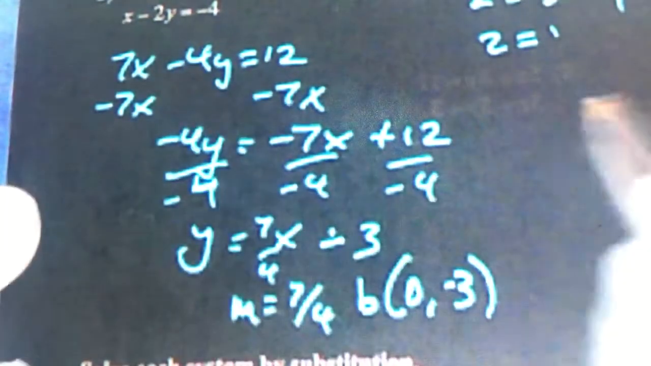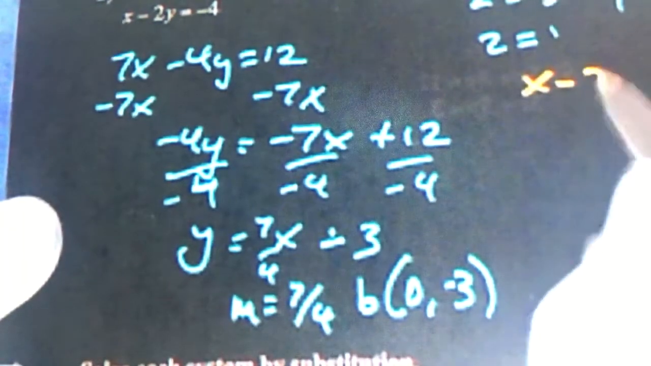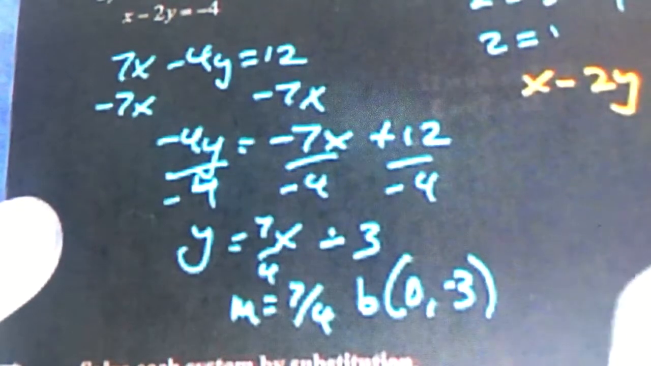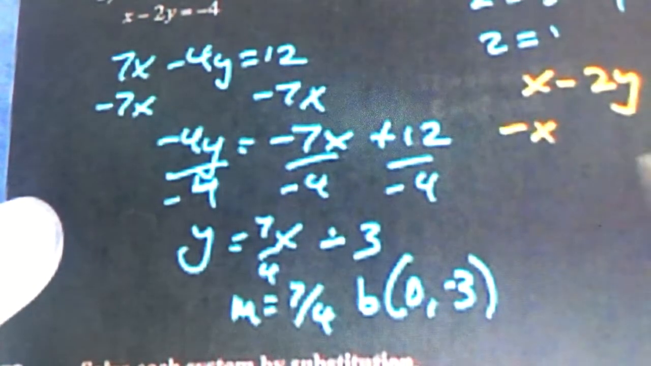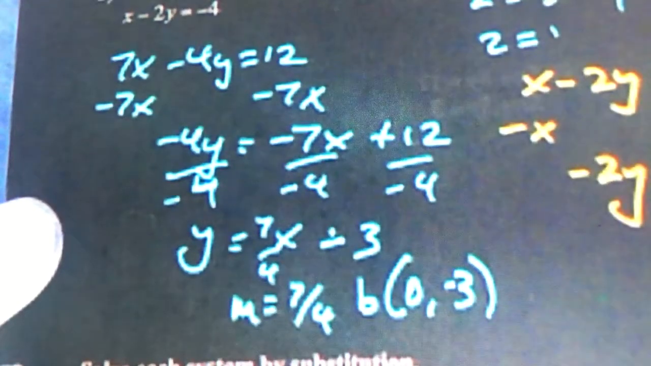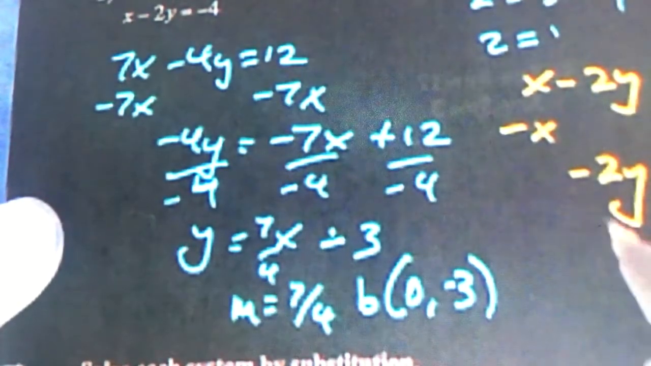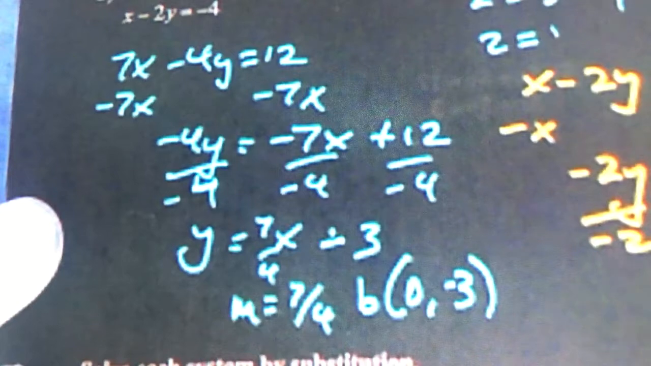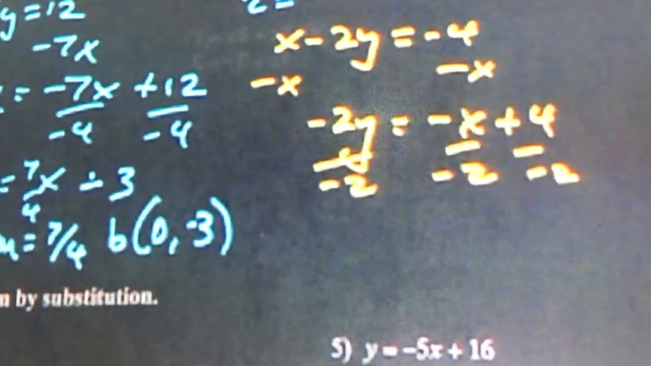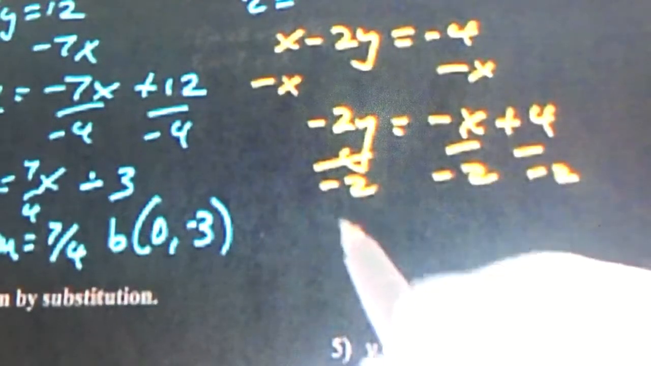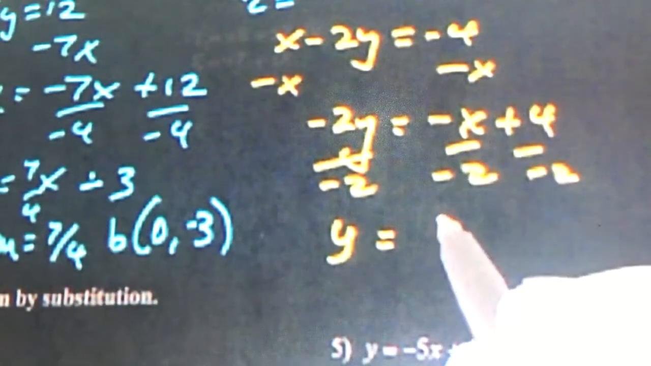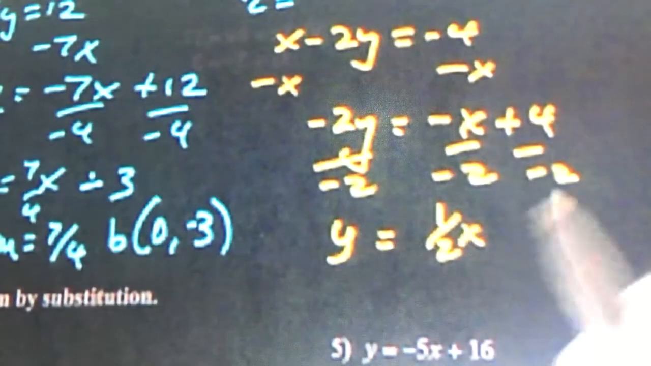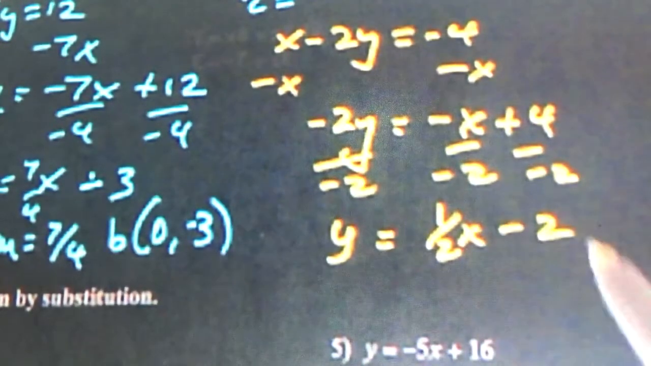Hold that now. We still have to work on the second equation. That's x minus 2y equals negative 4. And for that, we subtract x on both sides. We get minus 2y equals minus x plus 4. Divide by negative 2, and we get y equal to, now a negative divided by a negative again is positive, so we have 1/2 x minus 2.